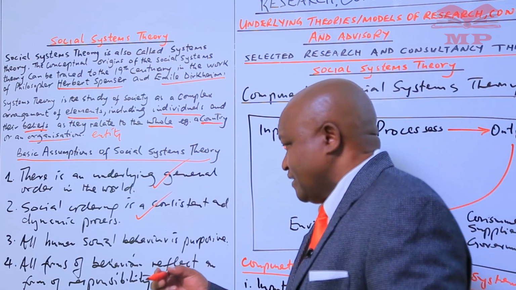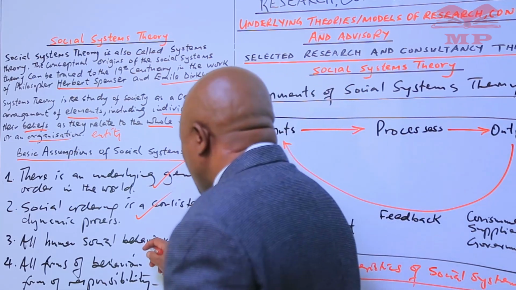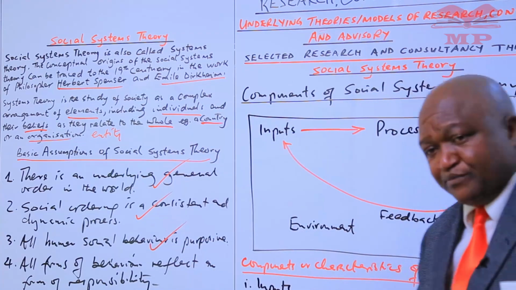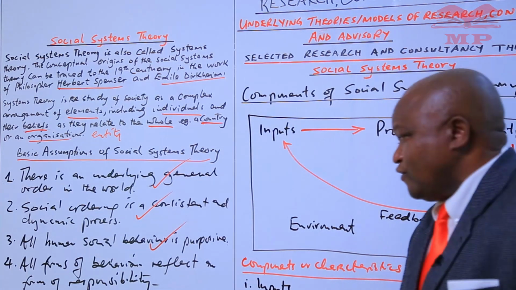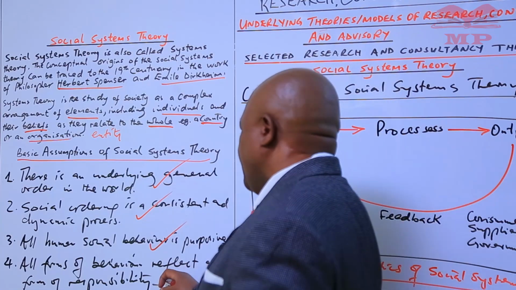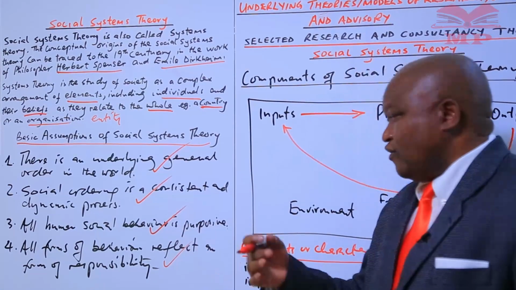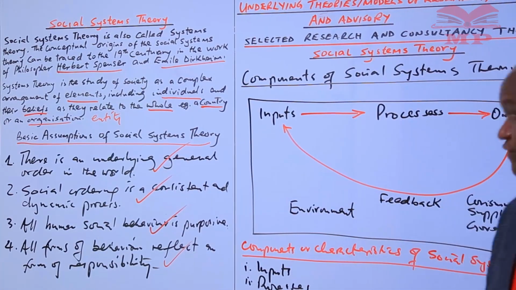Number 3, the third basic assumption is that all social behavior is purposive. Any behavior in an organization, in a work environment, in a group, has a purpose. Then 4, all forms of behavior reflect a form of responsibility or responsiveness.